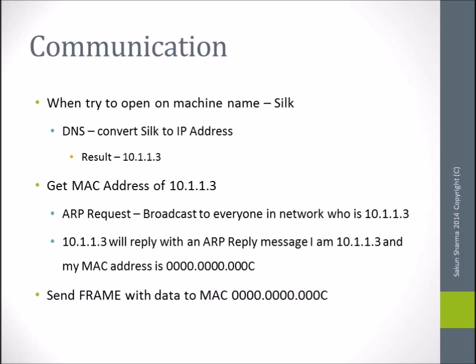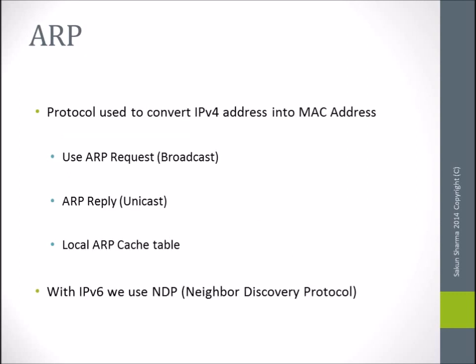So this was all about ARP. I hope you get a clear idea about what the ARP protocol is and how it works. So remember, ARP is in IP version 4. In IPv6 we do not have ARP. Instead of ARP we use the neighbor discovery protocol.